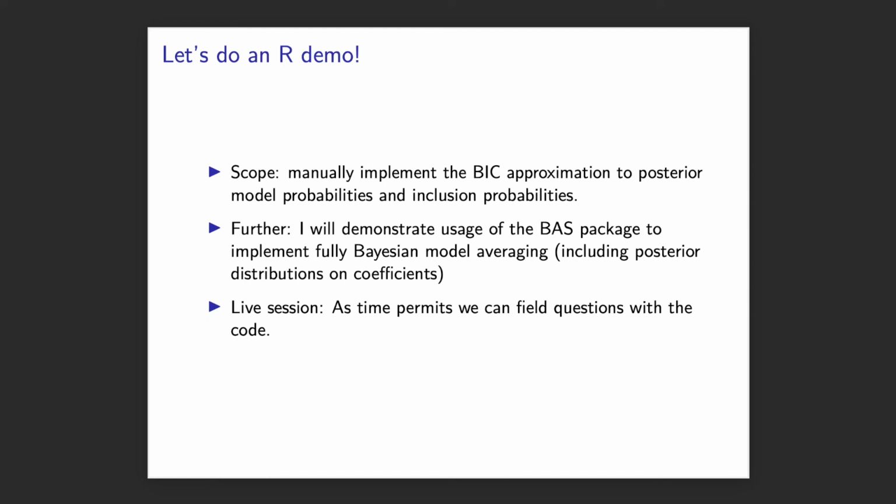So what we're going to do is we're going to move into an R demo. Here's the scope. I'm going to manually implement this BIC approximation, right? So there'll be things that look quite familiar and maybe some things that look a little new. I'm going to basically move from BICs to posterior model probabilities and inclusion probabilities that quickly, which will be cool. And then that's a technique you can use on your own model averaging problems. Further, I'm going to demonstrate, like I said, I'm reminding you here.